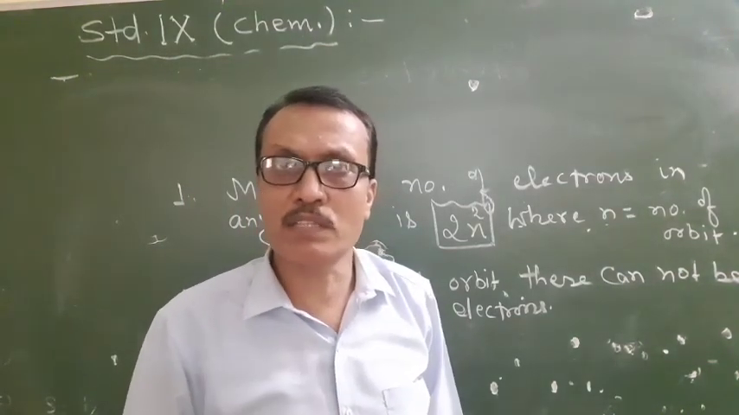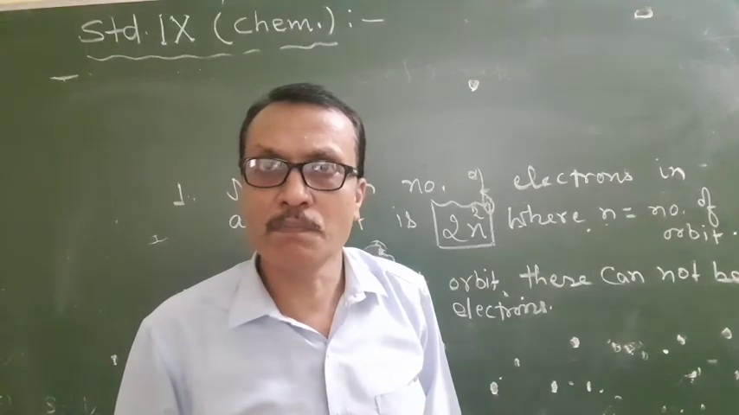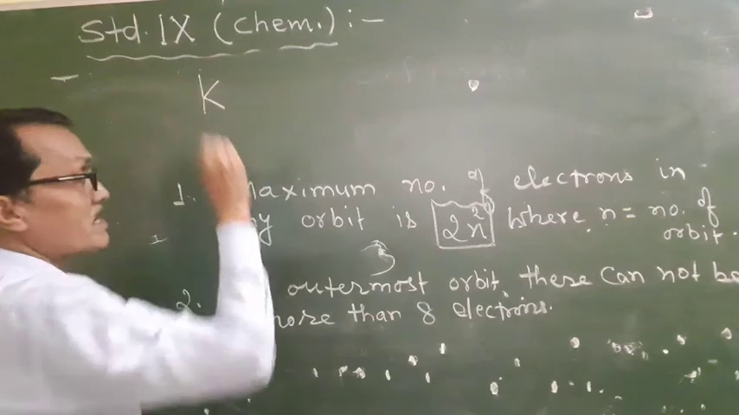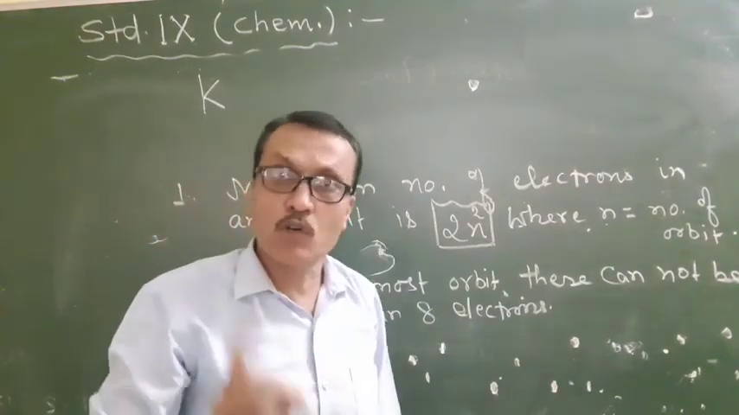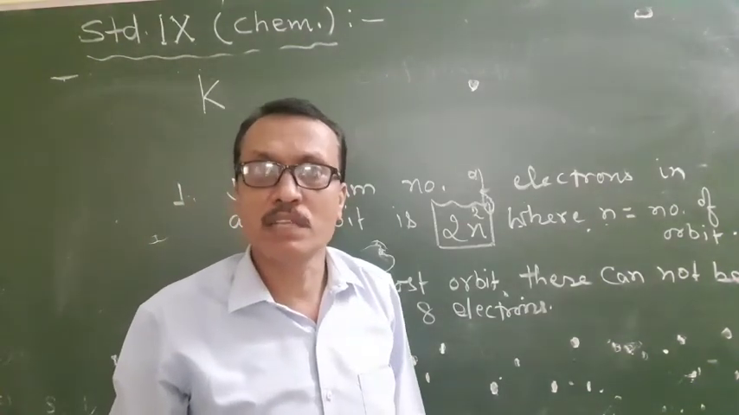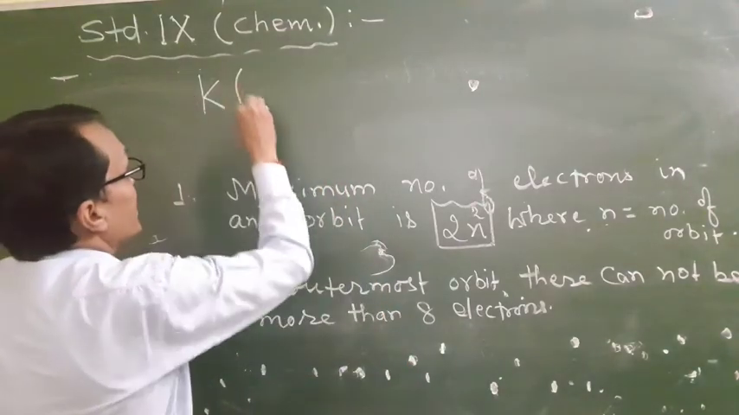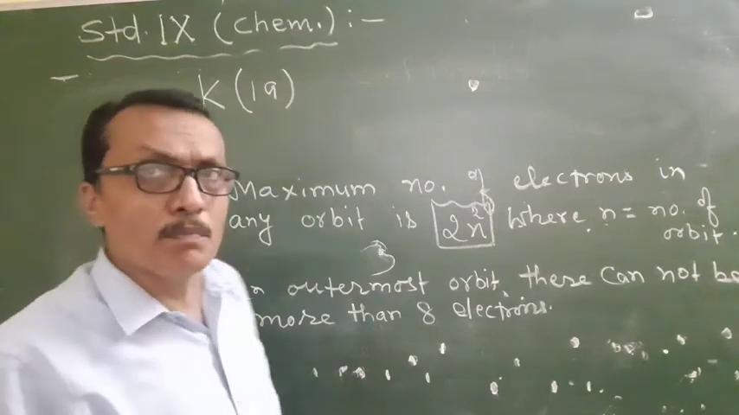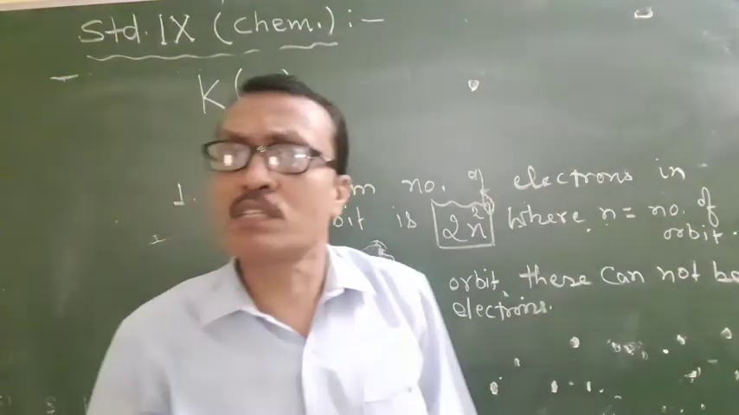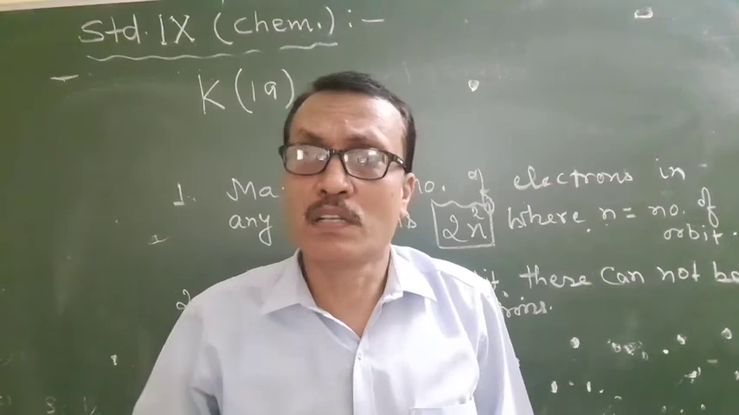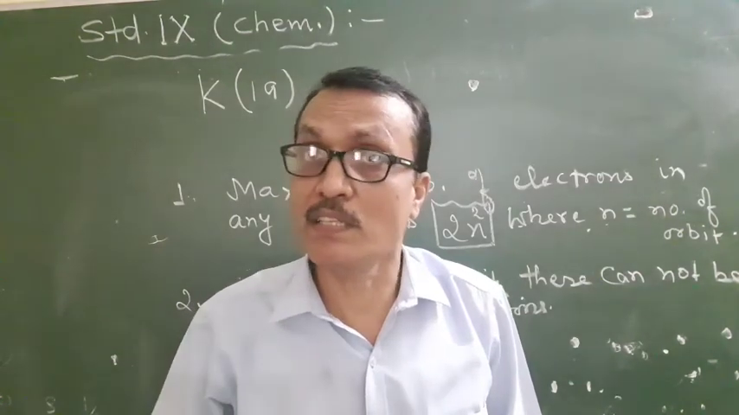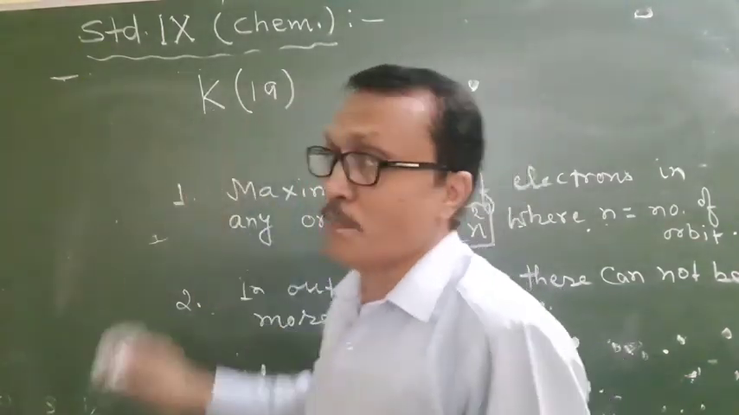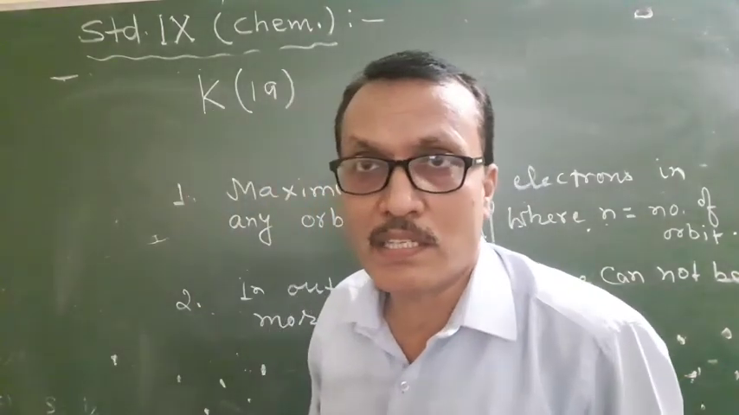Can you tell me what is the symbol of potassium? Yes, K is the right answer. K is the symbol of potassium, and the atomic number of potassium is 19, so here in brackets I wrote 19. Atomic number actually tells us the number of electrons present in that atom. So in the atom of potassium there are in all 19 electrons.